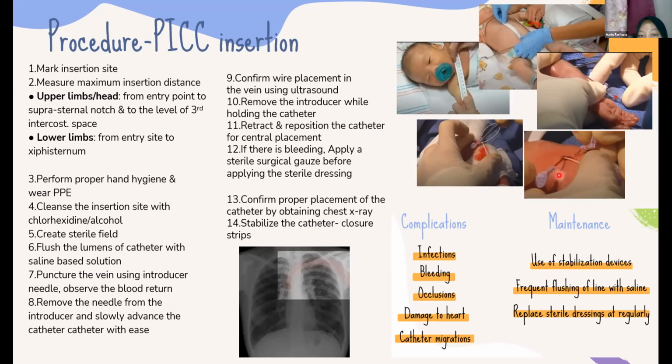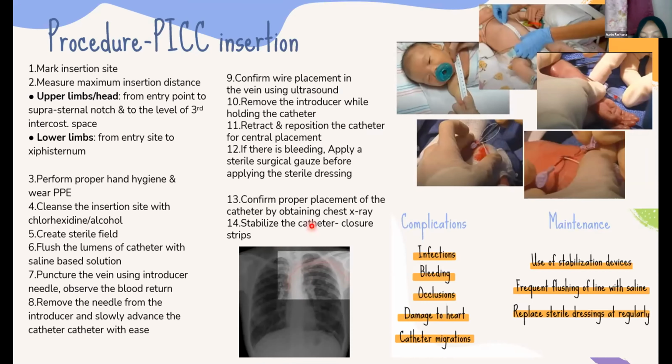You may retract and reposition the catheter for central placement, and if there is bleeding, you will need to apply a sterile surgical gauze before applying the sterile dressing. To confirm proper placement as well, we can do a chest x-ray after that, and proper placement of the catheter is near the SVC or IVC, the superior vena cava and inferior vena cava.